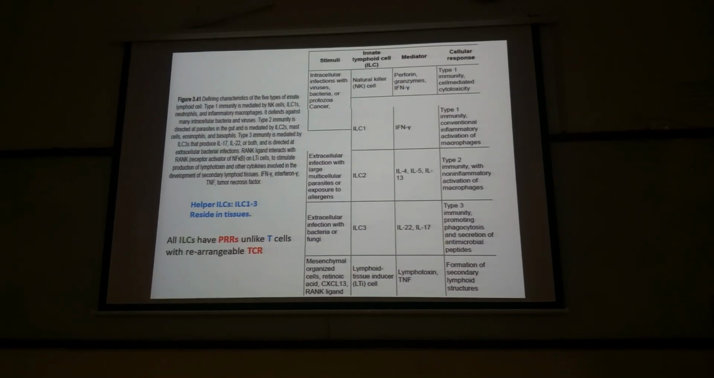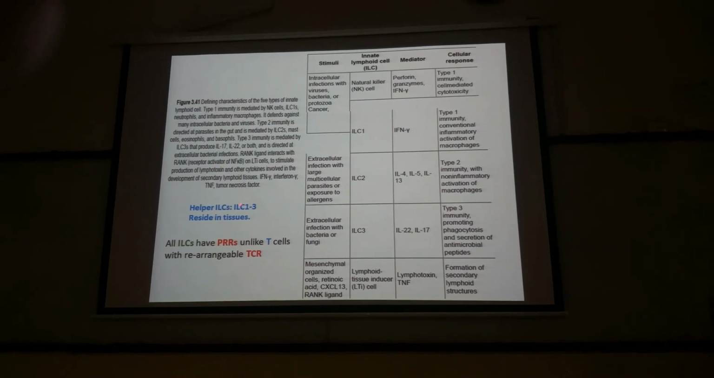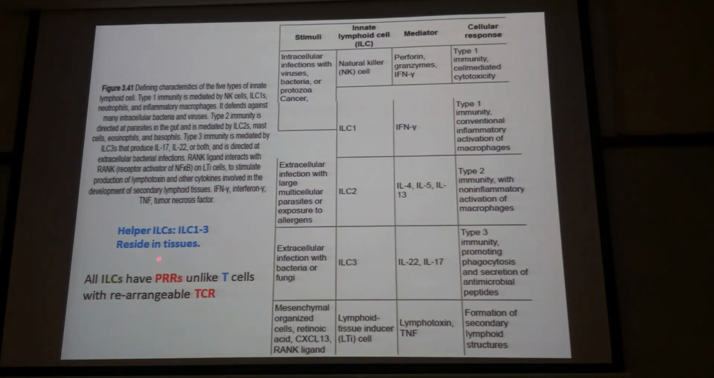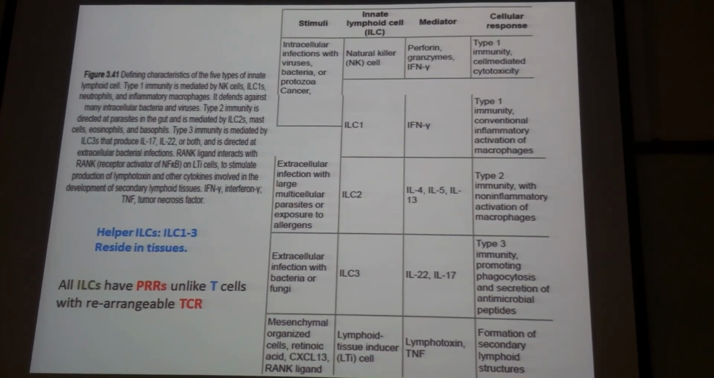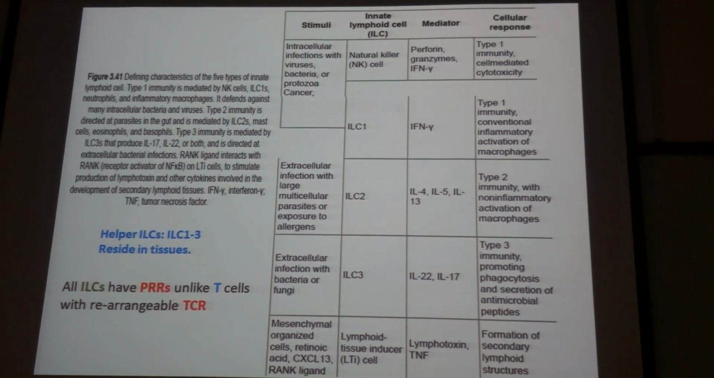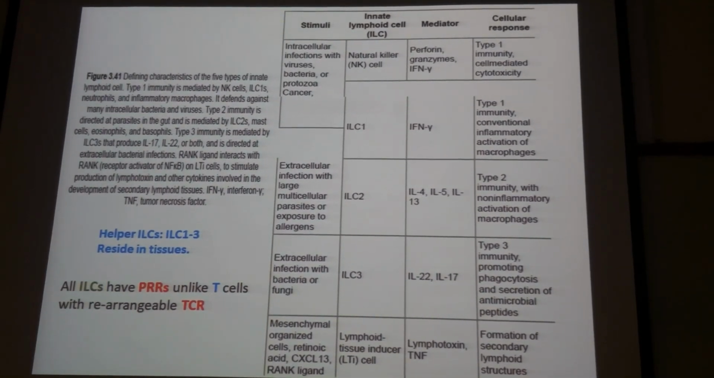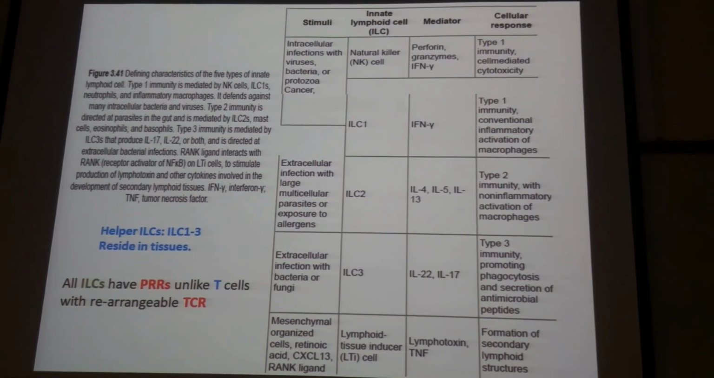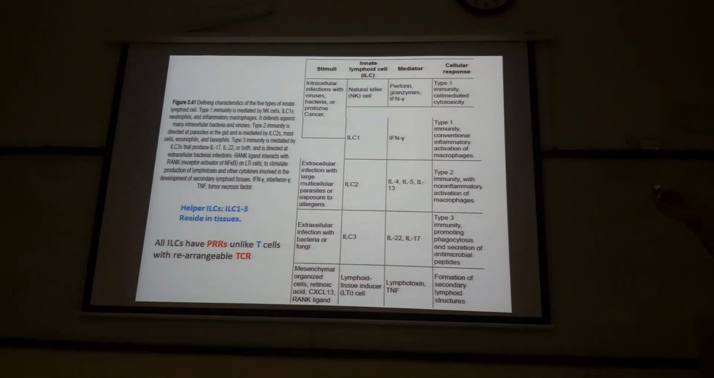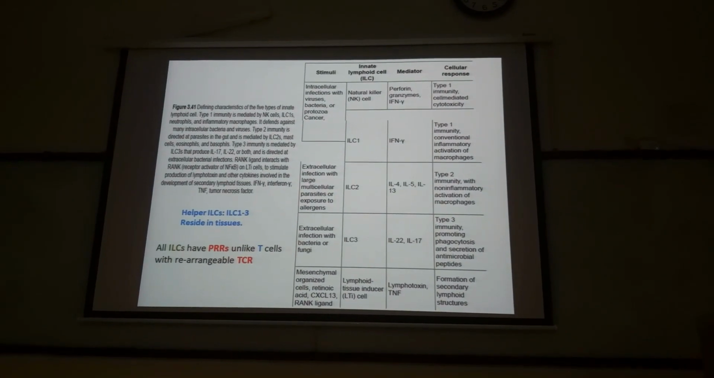Now, if you look at this table, it will become easy for you. The ILC1 to 3, ILC1, 2, and 3, we also call them the helper ILCs, or the helper innate lymphoid cells. Okay? Just like the helper T cells in the case of adaptive immunity. You know about helper T cells? These are helper for what? For the natural killer cells.